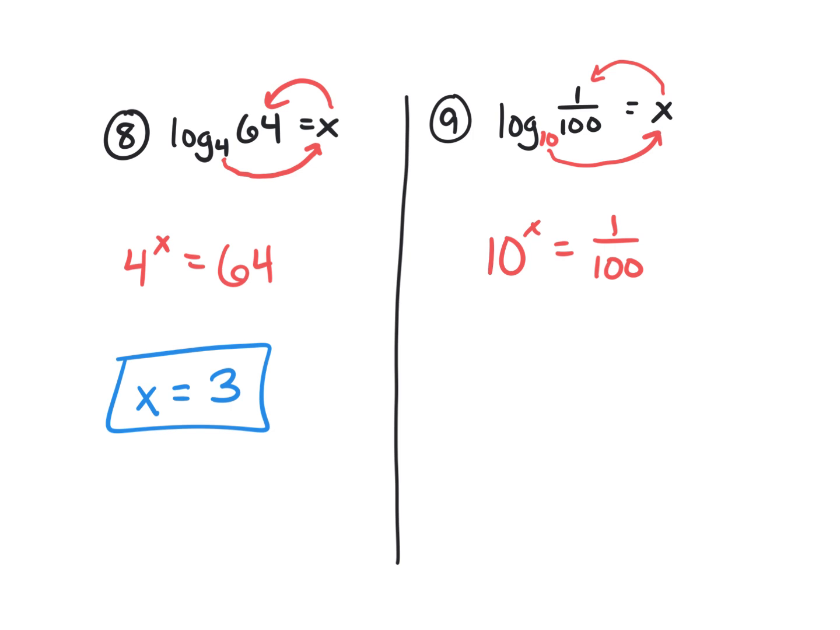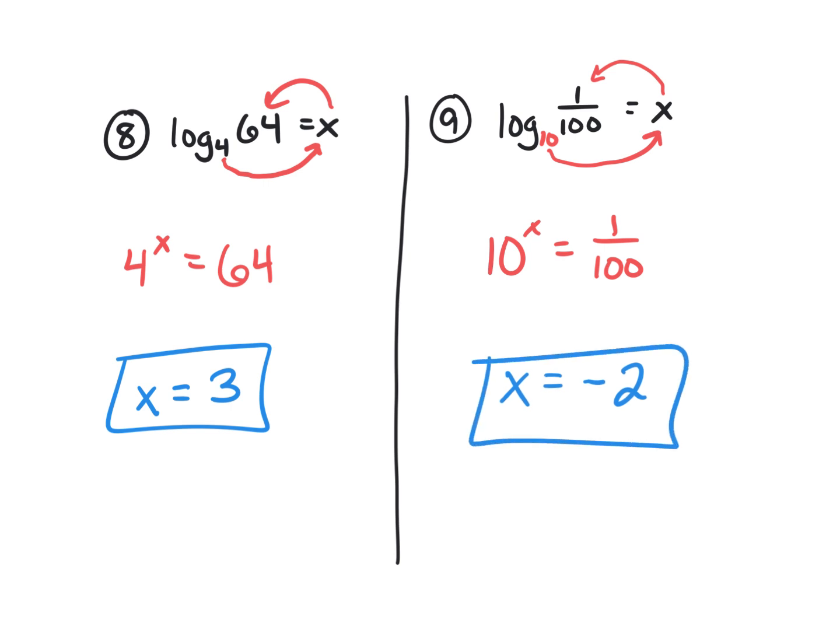Okay, so, what do I know about this x value? What's it have to be to get a fraction? Has to be negative, right? So how many times do I have to multiply 10 to get 100? 10 times 10 equals 100, so you have to do it 2 times.